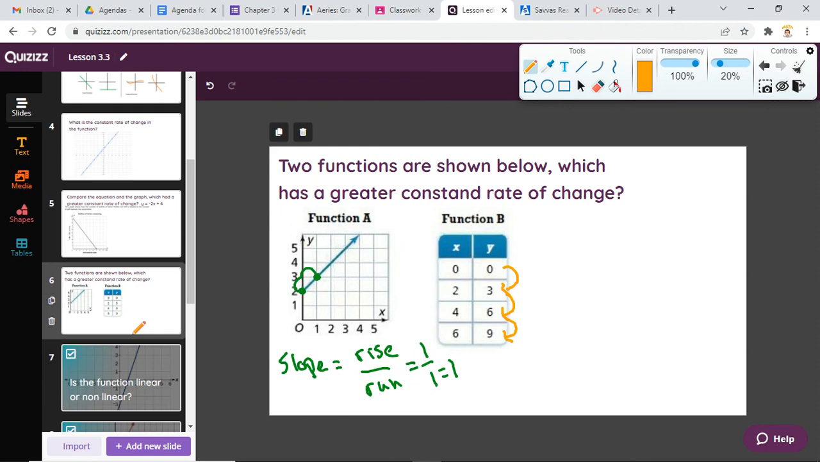Well, what do I need to add to go from 0 to 3? I need to add plus 3, right? How about going from 3 to 6? Again, it's a plus 3. And 6 to 9? Again, plus 3. So 2 things on this.